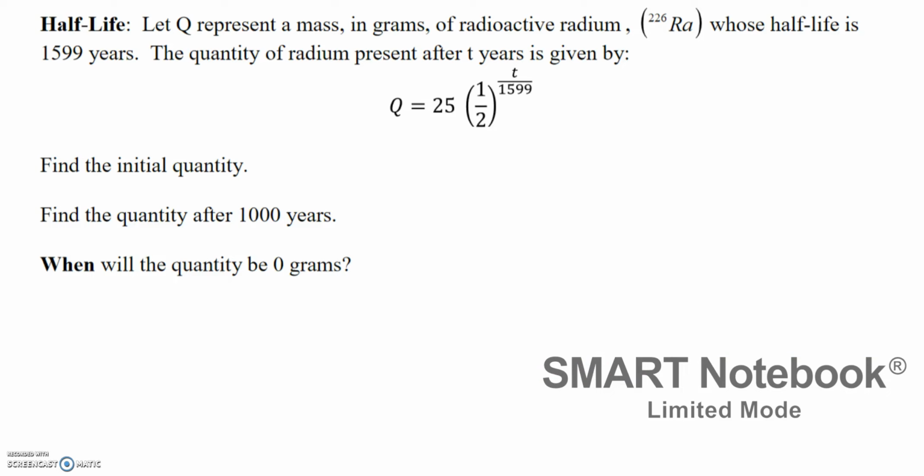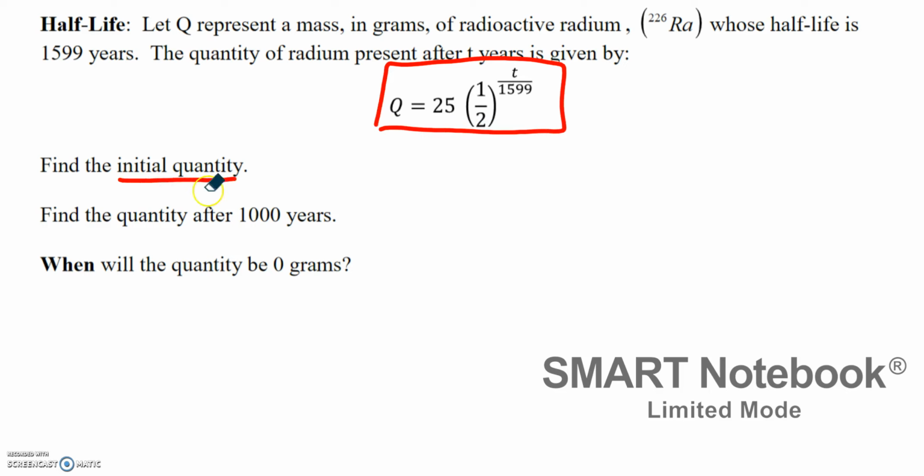So, half-life question. Let Q represent a mass in grams of radioactive radium whose half-life is 1,599 years. Lasts quite a long time, I have to say. This equation here represents the relationship between that and the half-life. And our goal for the first one is to find the initial quantity.